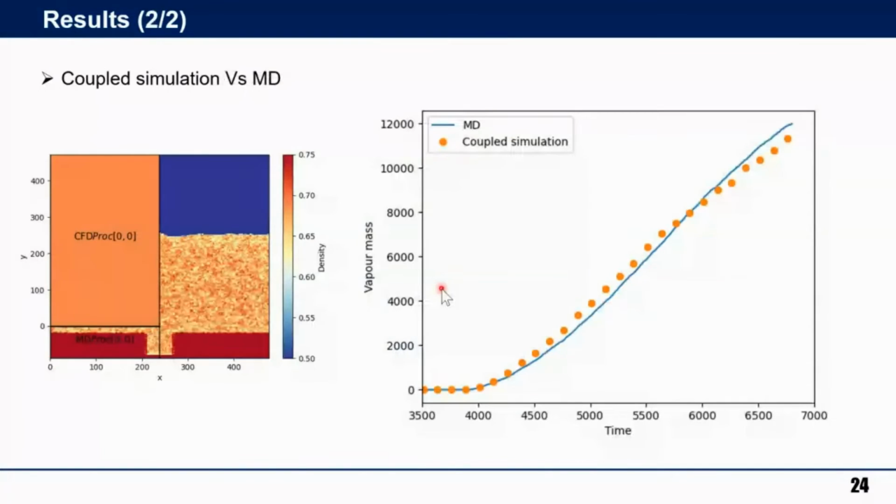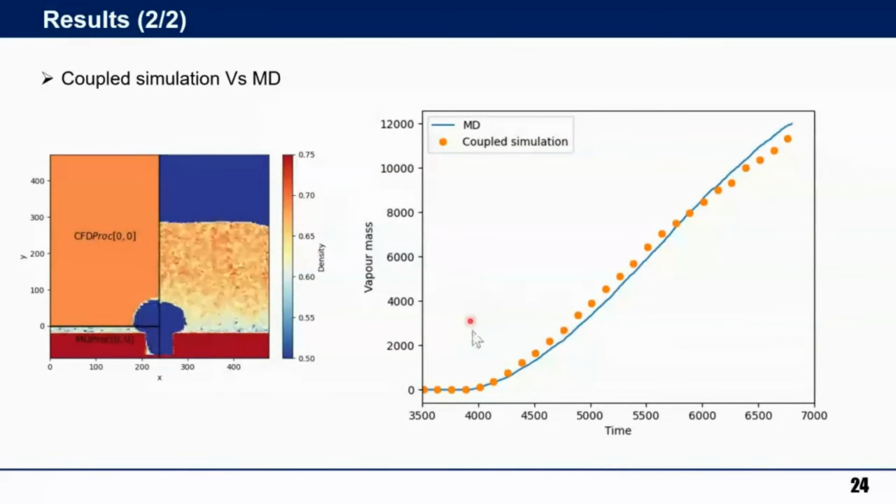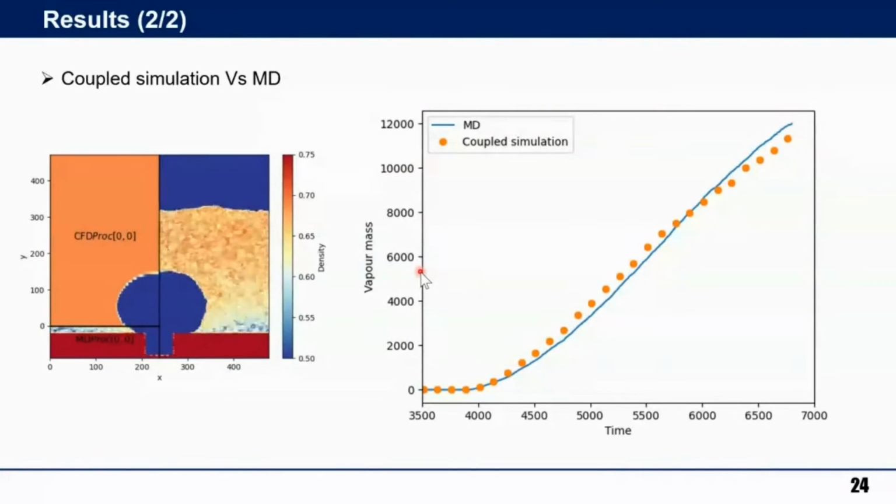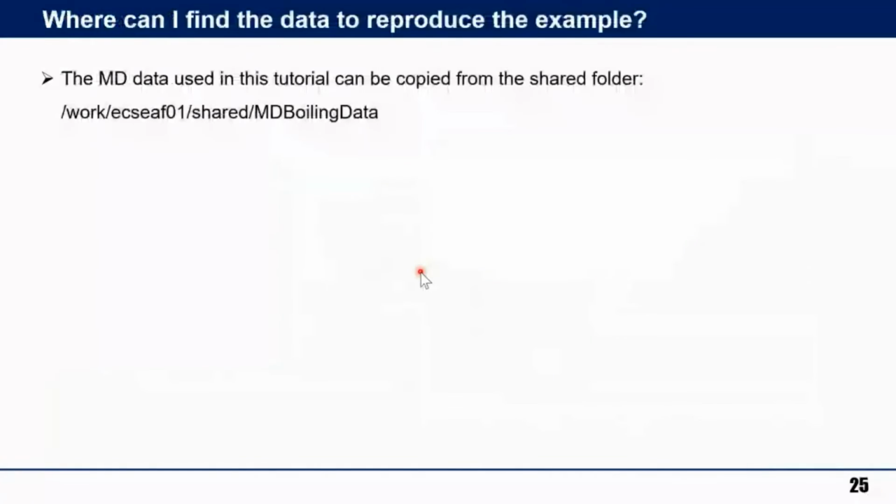If we want to look at more quantitative analysis, we can, for example, plot the vapor mass versus time for the two cases. The continuous line is the MD-only simulation. The dots represent the coupled simulation. On the left, you see a video where the left-hand side is a representation of the coupled simulation, and on the right-hand side, you see MD-only data. Once the bubble enters the CFD domain, both from a qualitative point of view as well as quantitative point of view, we have a nice equivalence between these two simulations. Right, so my last slide will be about how to reproduce this example.